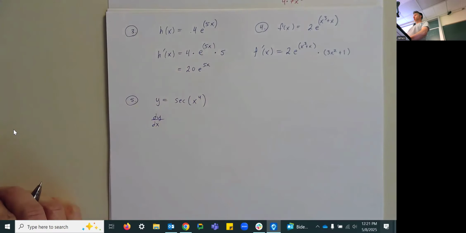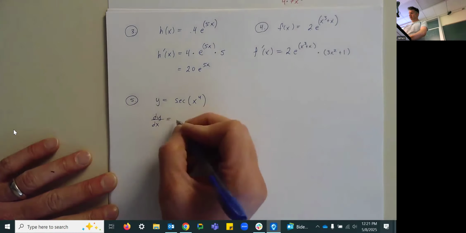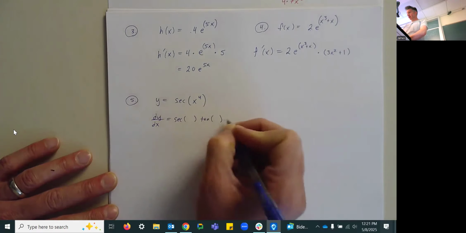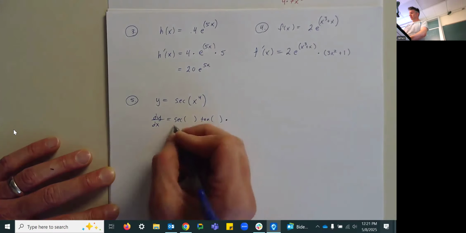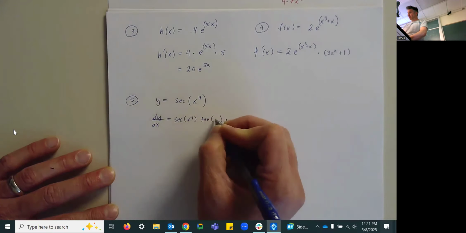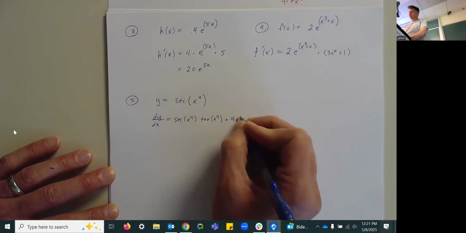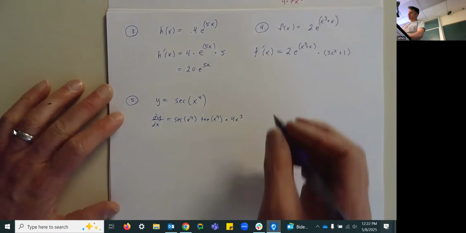They're both equally good. So here, you have to remember that the derivative of secant of x is secant of x times tangent of x. So the derivative of secant of some stuff is going to be secant of that stuff times tangent of that stuff. And then at the end of the process, we multiply by the derivative of the stuff. So it's going to be secant of x to the 4th times tangent of x to the 4th times the derivative of x to the 4th, which is 4x cubed. Not too terrible. Why don't you all try this one?